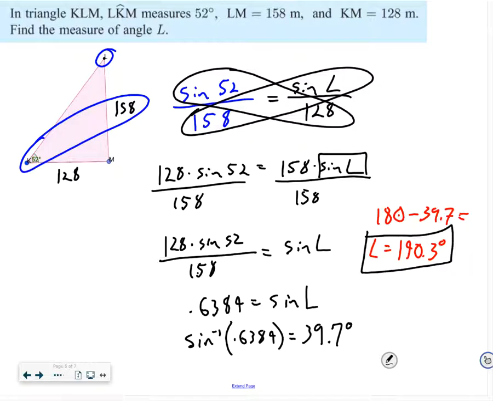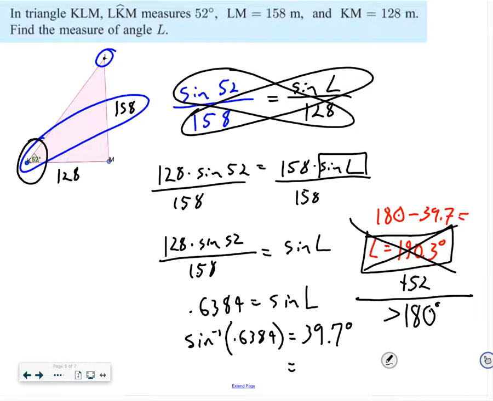That other angle I know is 52 degrees. If we add 52 degrees to this, it's greater than 180 degrees, and all three angles of a triangle must add up to 180 degrees. So since two angles alone add up to more than that, this is not a potential answer. So the only triangle we get here has an angle L that is equal to 39.7 degrees.